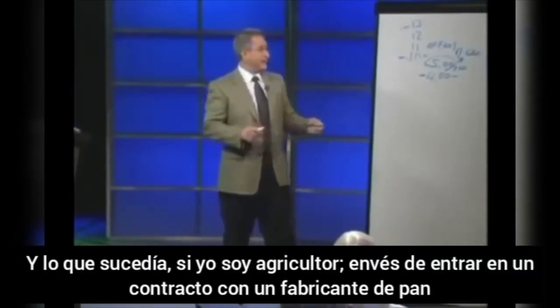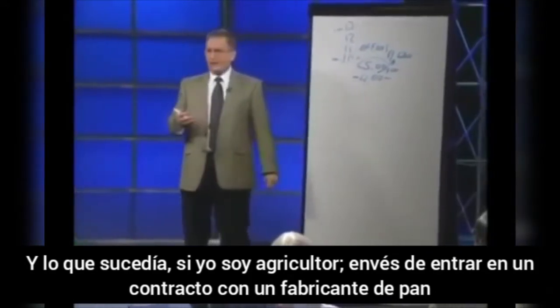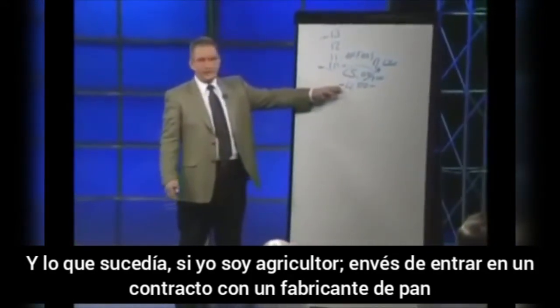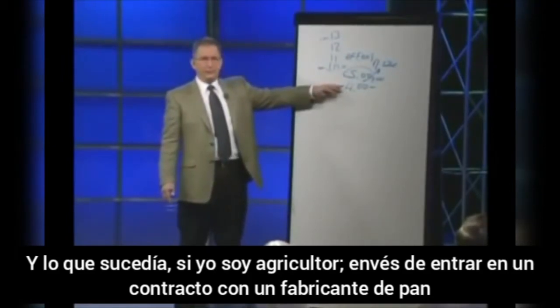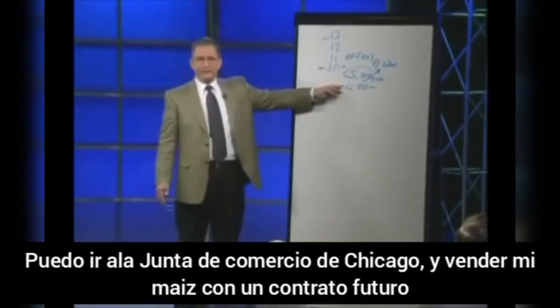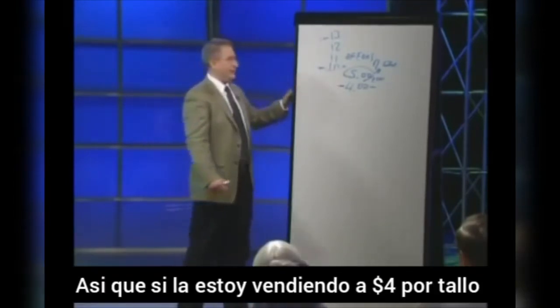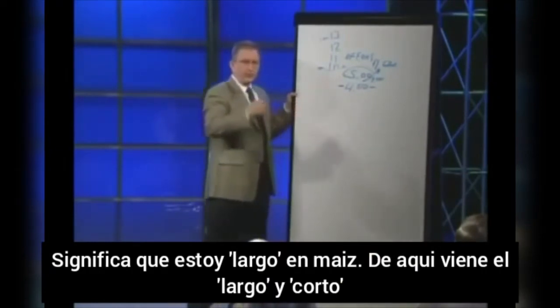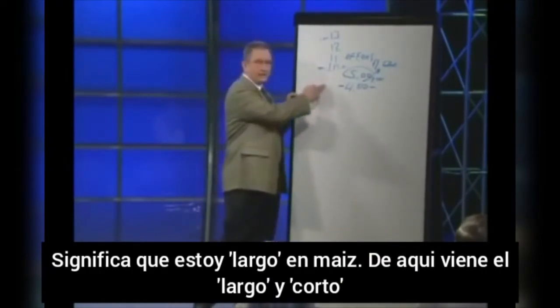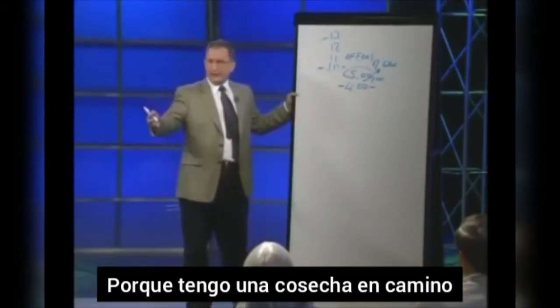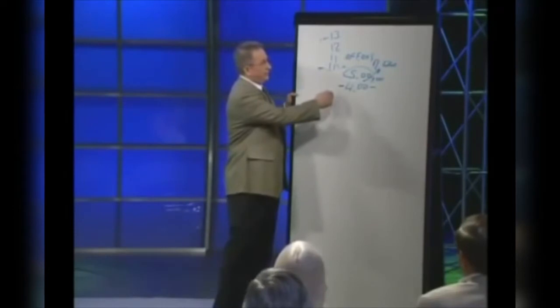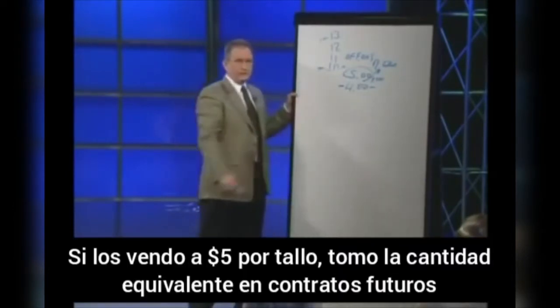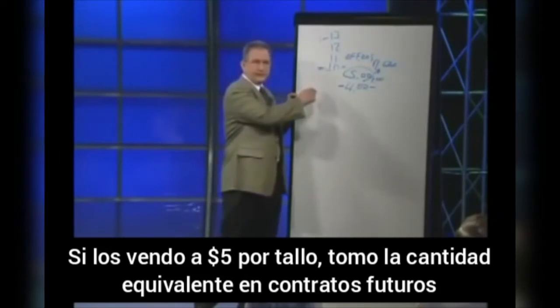So if I'm a farmer, instead of having to make the transaction directly with someone who manufactures bread, I could go to the Chicago Board of Trade and sell my corn or wheat with a futures contract. If I'm selling it at $4 a bushel, that means I'm long corn. This is where the long and the short comes from. I am long cash, I'm long corn, because I've got a crop in the ground. And if I sell it at $4 a bushel on a futures contract, I take the equivalent number of futures contracts.